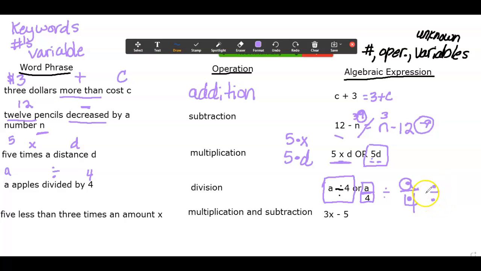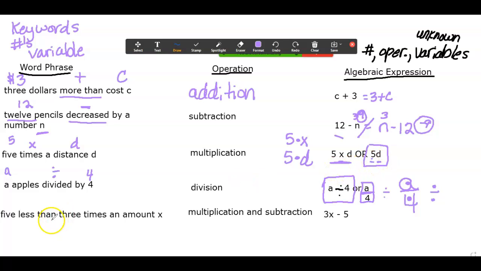If that doesn't make sense, don't worry about it. You don't need to know that now, but I'm pointing out this is how we will mostly write it, but you might also see a division problem like this. Same thing up here. We might write it this way or write it this way.